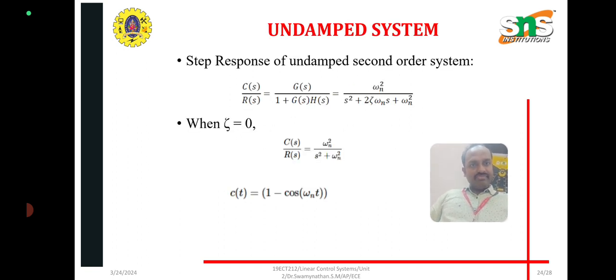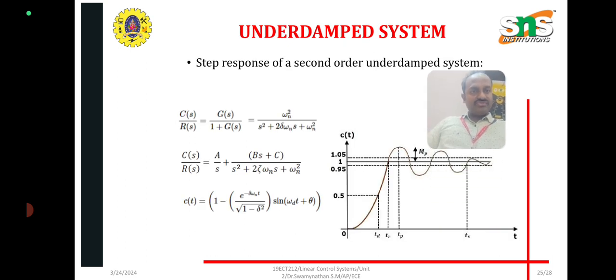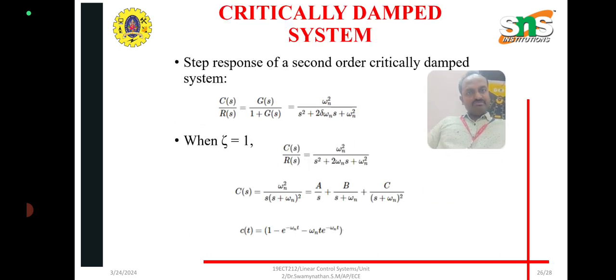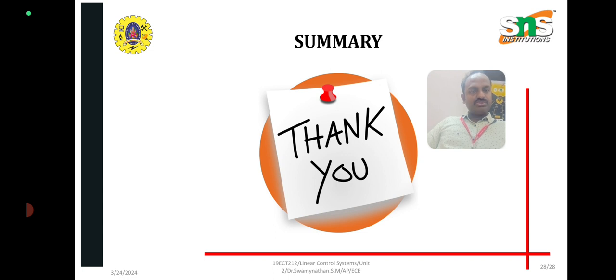So for the system, C(s) divided by R(s) equals omega n squared divided by s squared plus 2 sigma omega n s plus omega n squared. For the undamped case, tau is equal to 0, you can get c(t) and the transfer function of the system. And tau equal to 1 is the same for critically damped. So you can get the value. This is called the step response of the second order system.